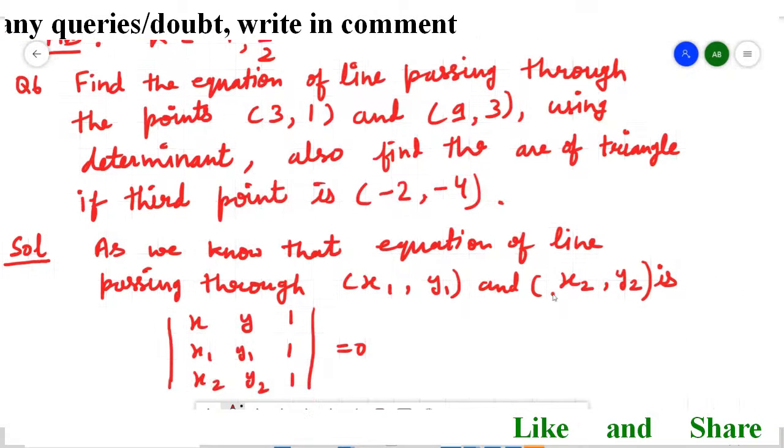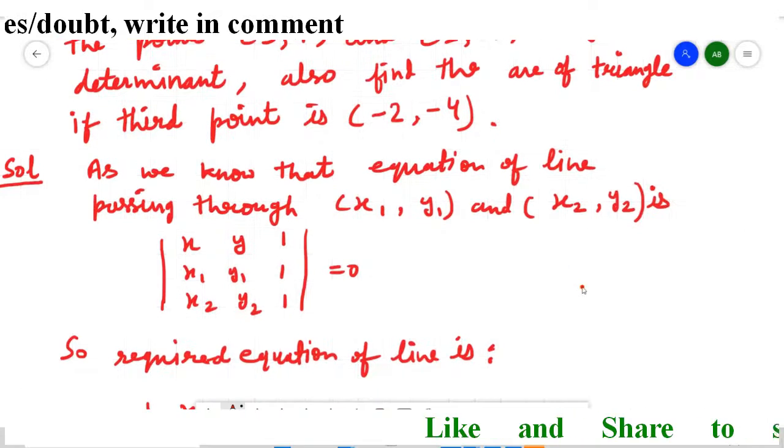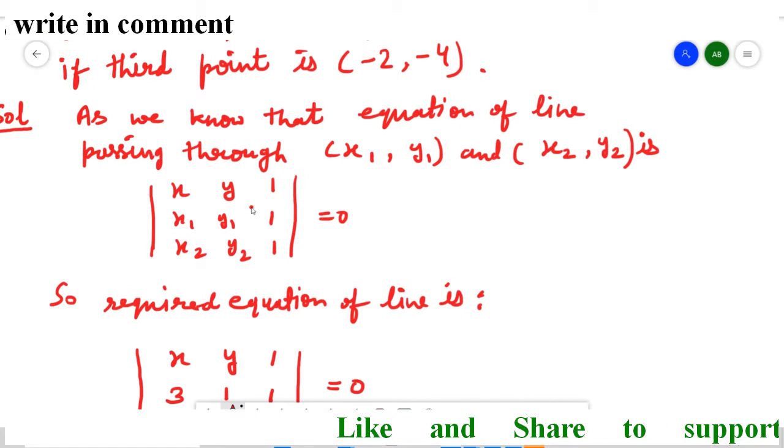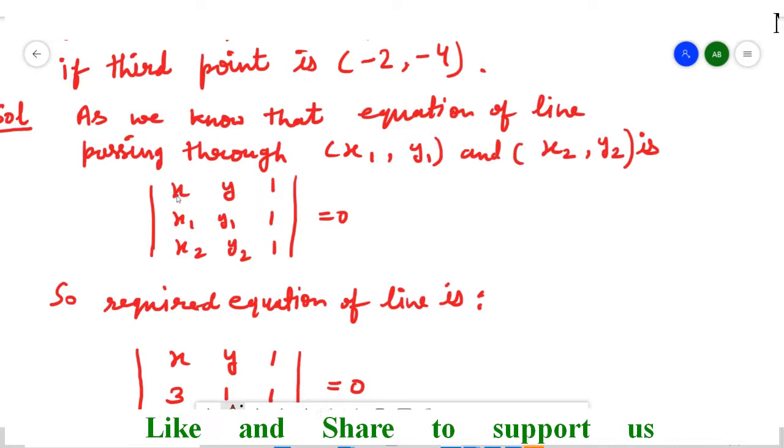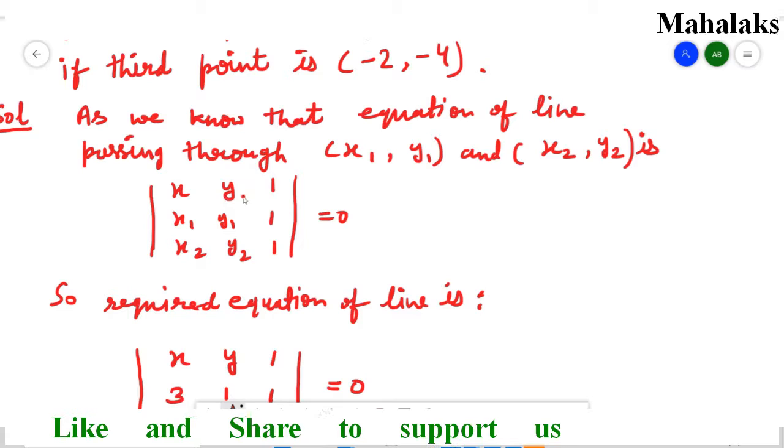So first we will use the formula for the equation of a line which is passing through 2 given points. In that, the variables used to come here. Don't write here 1, 2 like this. Only these are the variables. These values we can't replace. These are variables.